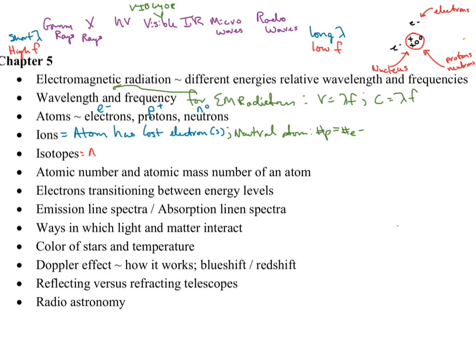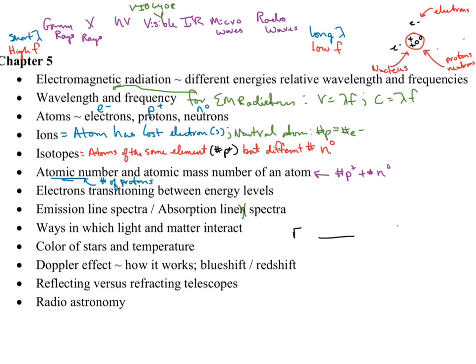And then for isotopes, they are atoms of the same element, so they have the same number of protons in their centers, but they have a different number of neutrons in their centers. That's what an isotope is. Because the number of protons says what element it is. So speaking of the number of protons, the next line there, atomic number is the number of protons. Okay? And then atomic mass number, you have to count number of protons plus number of neutrons.